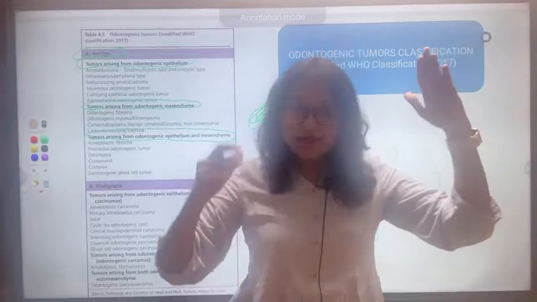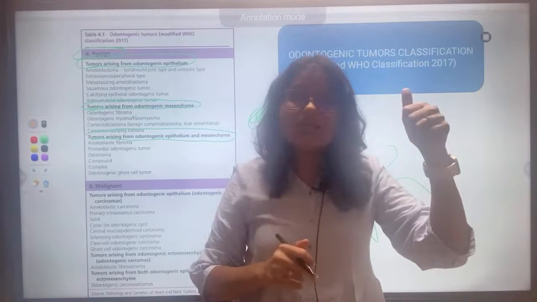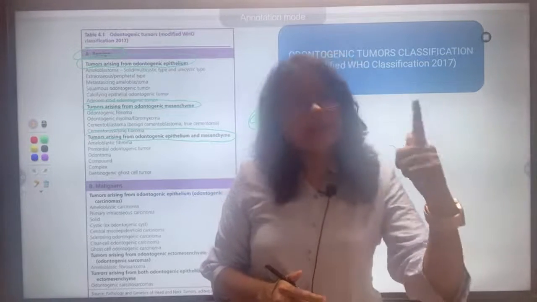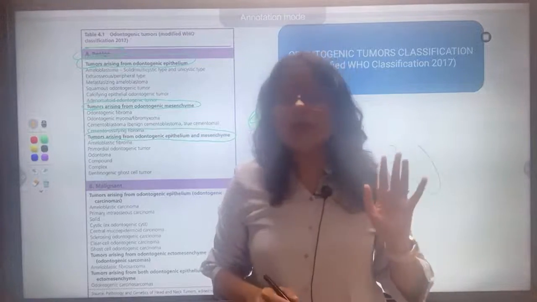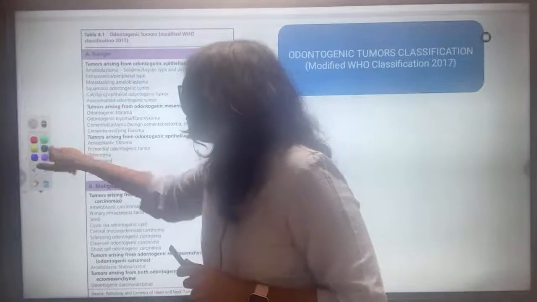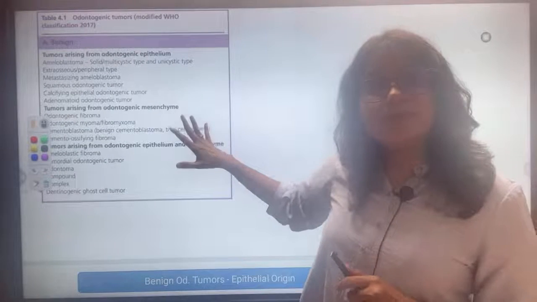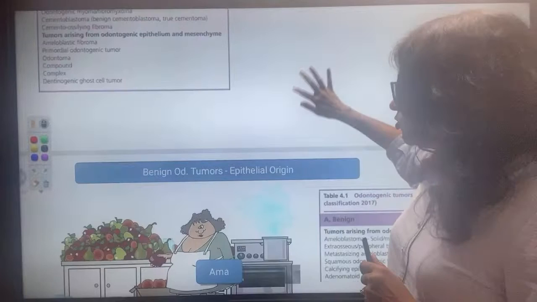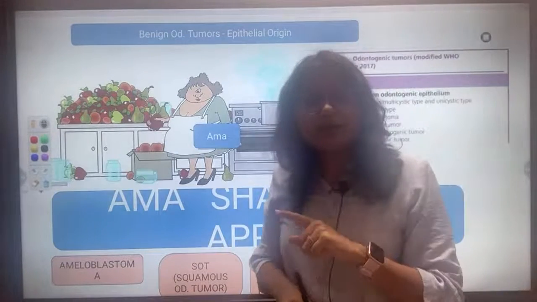So benign, malignant. Benign has again 3 headings. What are the 3 headings? Tumors arising from epithelium, tumors arising from connective tissue, that is mesenchyme, and tumors arising from both epithelium and mesenchyme. Okay. Now let's first go into detail for the benign ones. Fine. So for benign tumors, I have made a mnemonic for you guys.